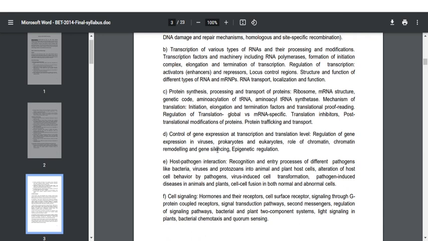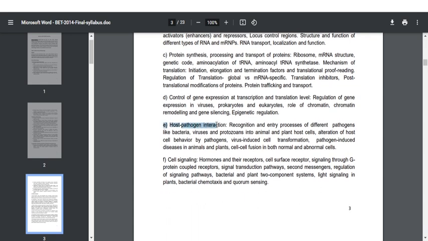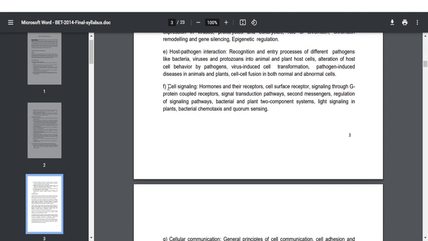Regarding control of gene expression, only a very minimal number of questions will come from section D. You can leave this section D, or else if you already have notes, you can refer to them. I didn't study host-pathogen interaction, so simply you can leave that. And from cell signaling also, only very minimal questions will be asked.